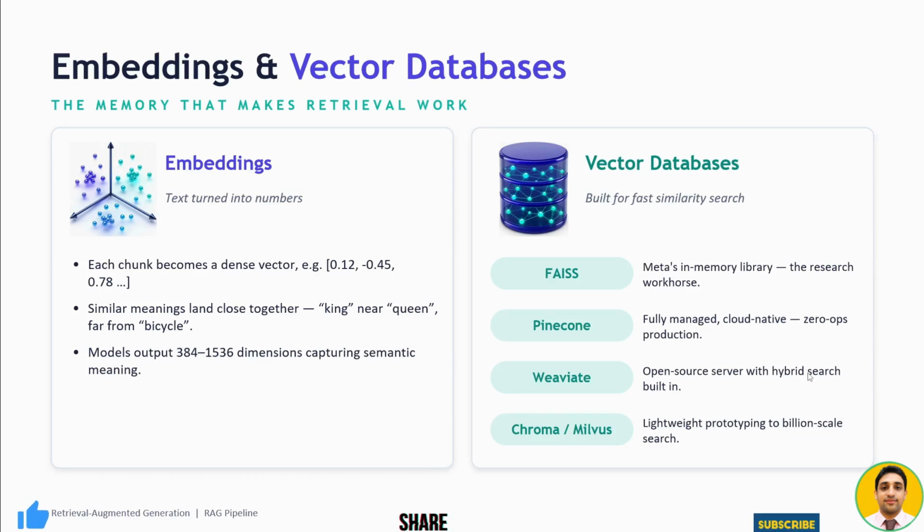Weaviate is an open source server that comes with hybrid search built directly into it, combining both semantic and keyword-based matching. And finally, Chroma and Milvus round out the list. Chroma is often favored for lightweight, quick prototyping, while Milvus is built to scale all the way up to billions of vectors for very large production systems.